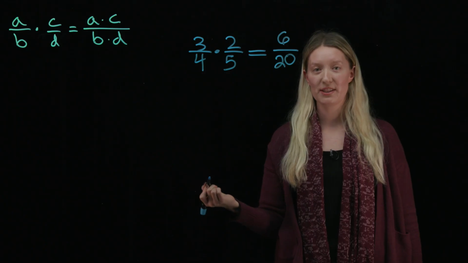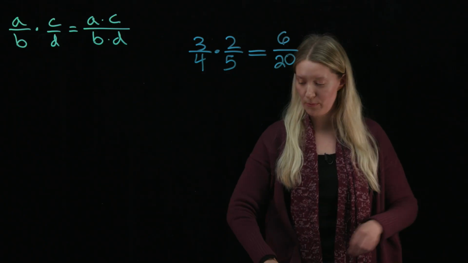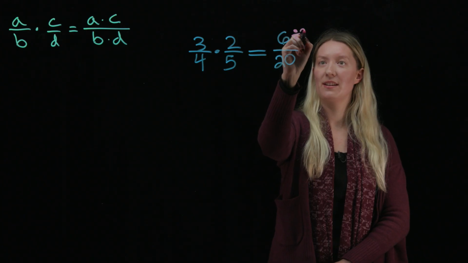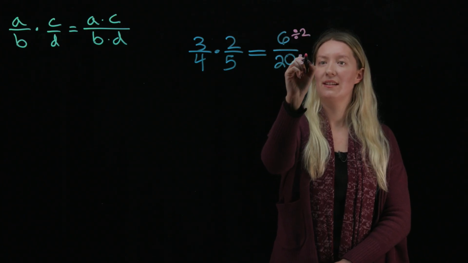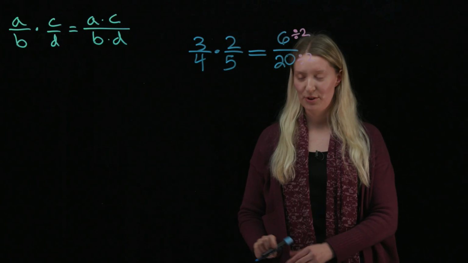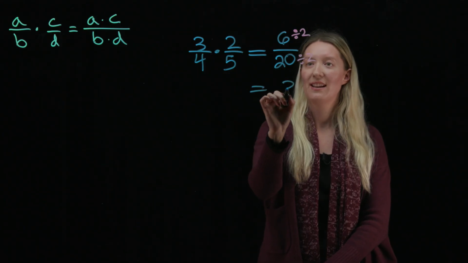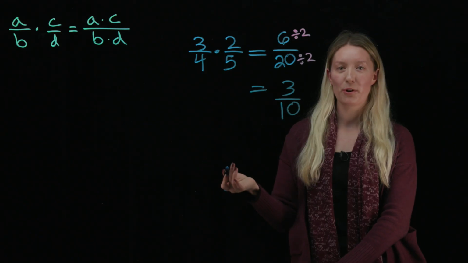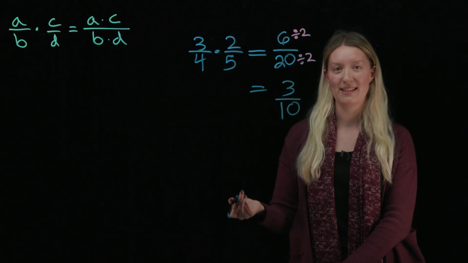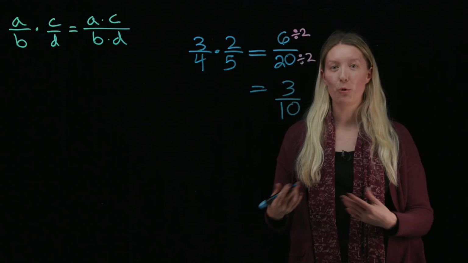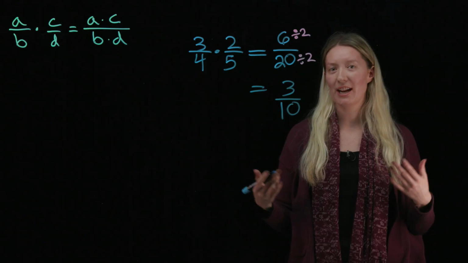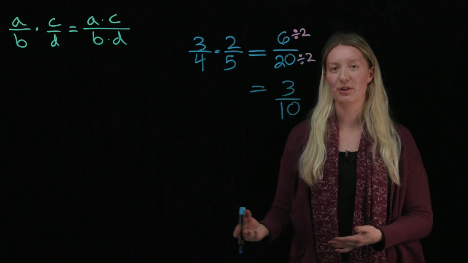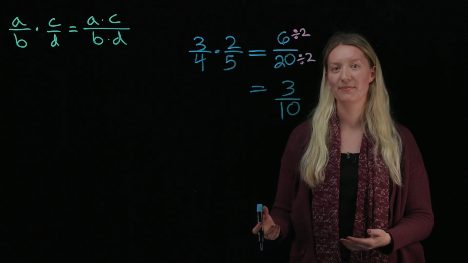Now, I can reduce this fraction by dividing both the numerator and denominator by a shared factor, in this case 2. 6 divided by 2 is equal to 3, and 20 divided by 2 is equal to 10. So 3/4 times 2/5 equals 3/10. For more review on how to reduce fractions, please check out one of our previous videos. Next, Noah's going to introduce an alternate process for reducing fractions.